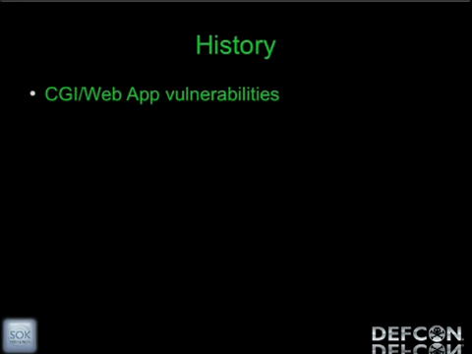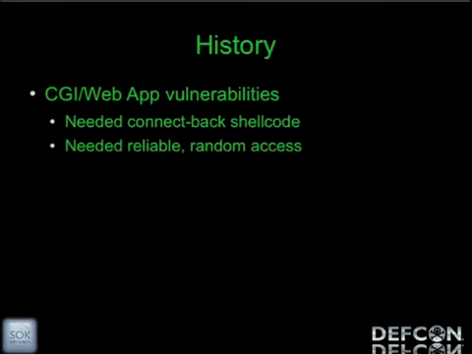Let me give a little bit of history. For the past few years, I've been diving into CGI and web application vulnerabilities, and I used connect-back shellcode. After I exploited the web app, I'd inject the shellcode, and it would connect back to me and drop me into a shell. I needed reliable random access, so I needed to be able to be dropped into a shell no matter where I'm at. If I'm at home, at my friend's place, in a hotel, or McDonald's, it doesn't matter. I need to be able to get into that shell.